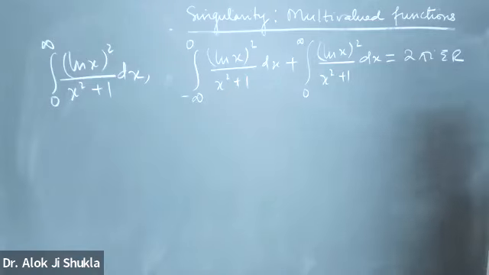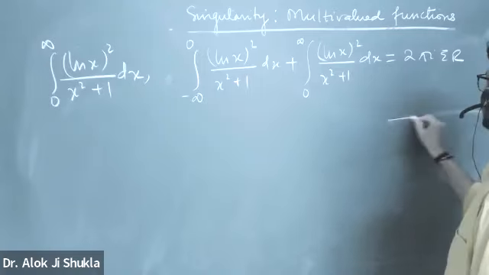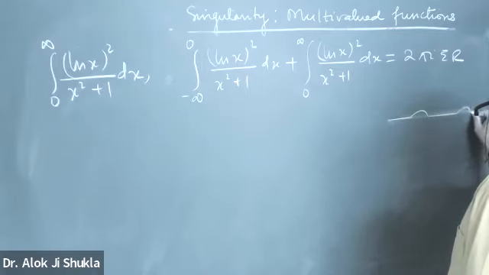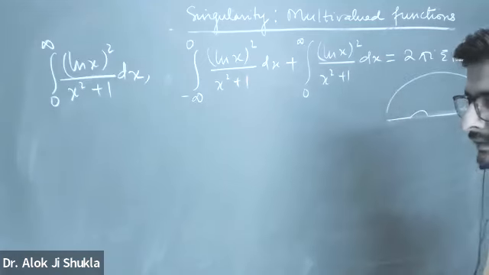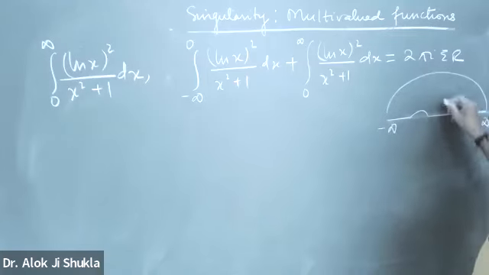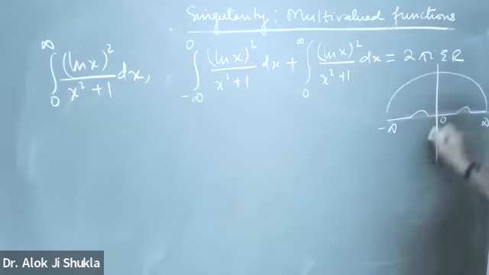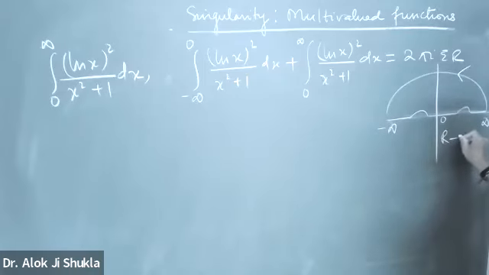sum of residue. And now your contour is like this. Like this. And this contour is now minus infinity to plus infinity, right? Because now radius is minus infinity, now R is plus infinity.